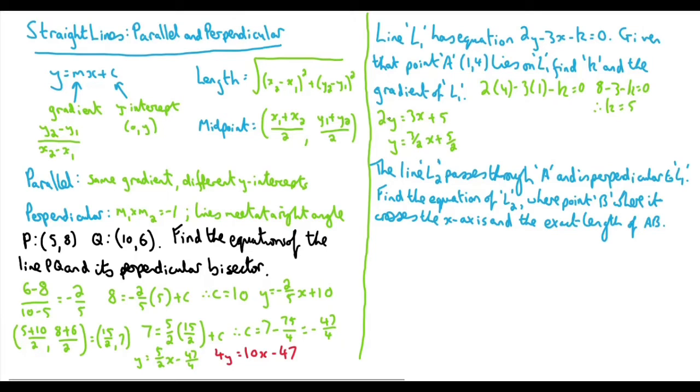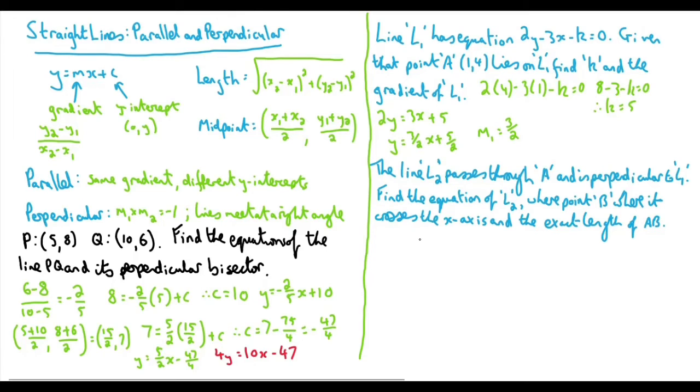Remembering that if you divide anything by any given number, every term gets divided by that number. So by dividing by 2, everything gets divided by 2. With that in mind, therefore, the gradient of line 1 is going to be that 3 over 2.